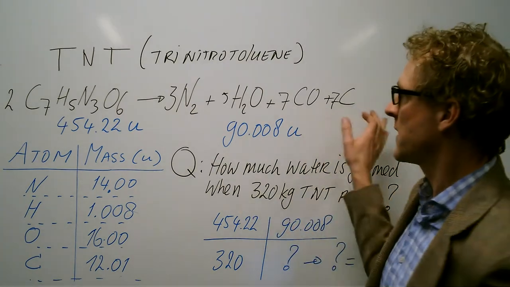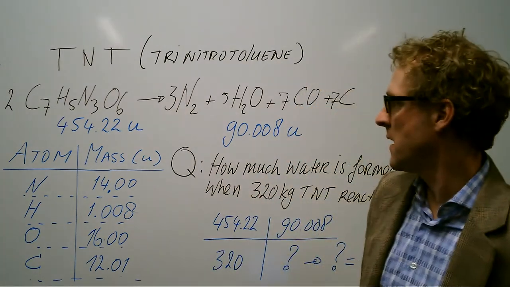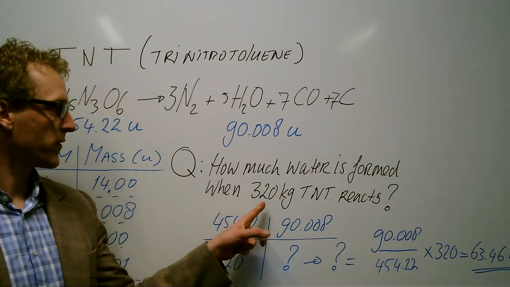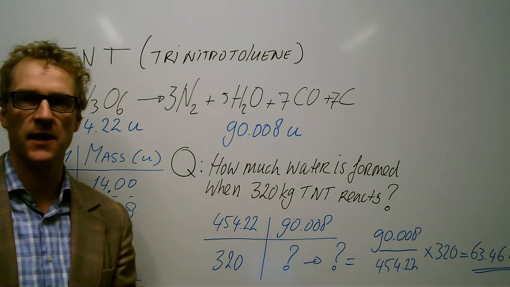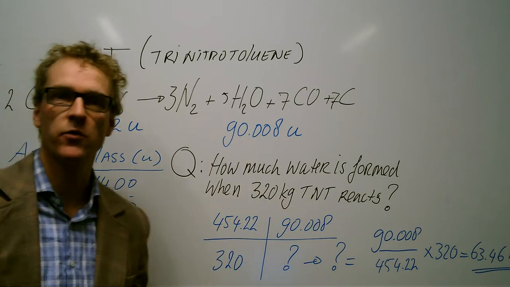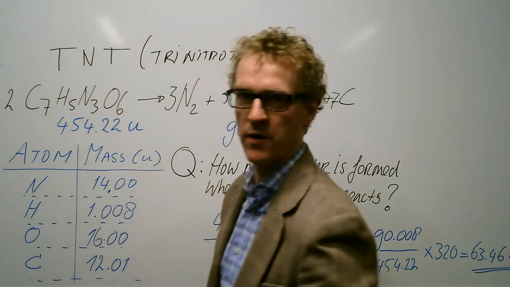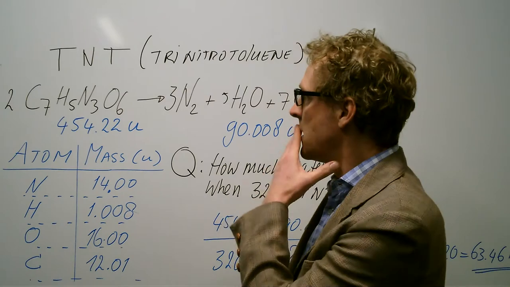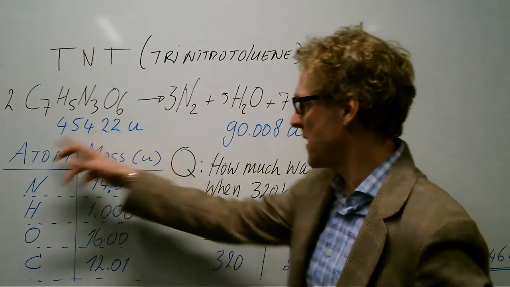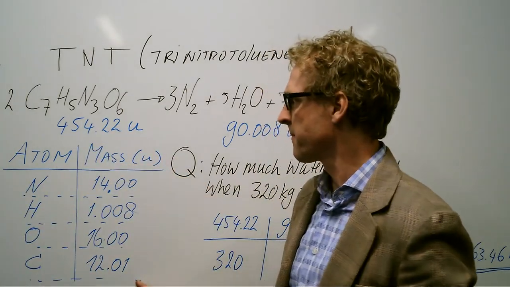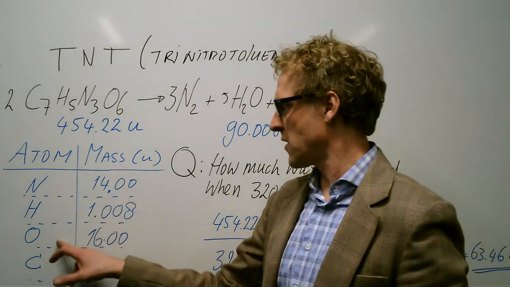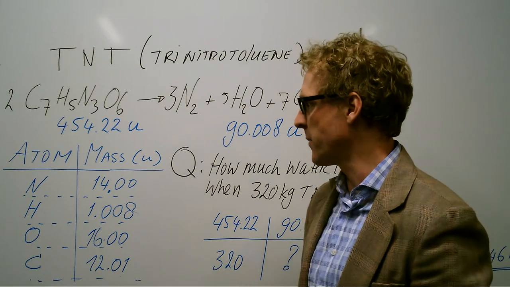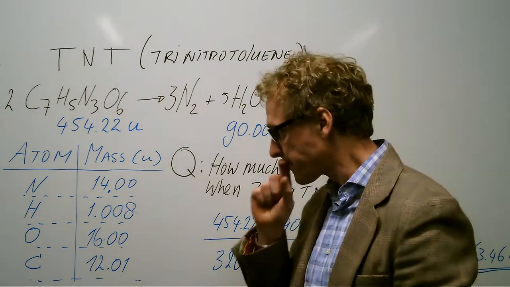Okay. Now, we can see the balanced formula here, and the question asked is how much water is formed when 320 kilograms of TNT reacts or explodes, as it does, because it's highly explosive. It's the stuff that makes dynamite explosive. So, what we see is a table, which is given to us, in which four atoms listed in this reaction and their atomic masses in units.